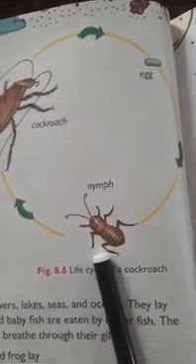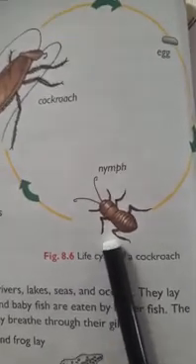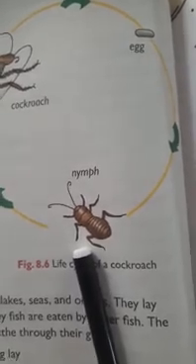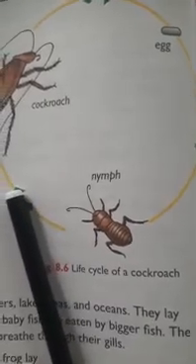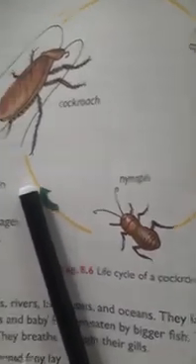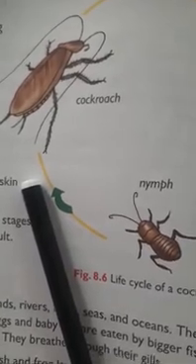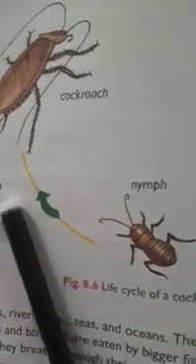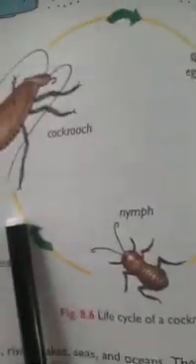The nymph eats leftover food, paper, cloth, and so on. So this nymph eats paper, cloth, whatever is available for it. It grows bigger and sheds its skin several times before it becomes an adult. It changes its skin many times before becoming an adult. This shedding of skin is called molting.